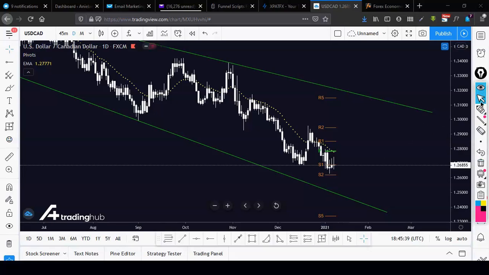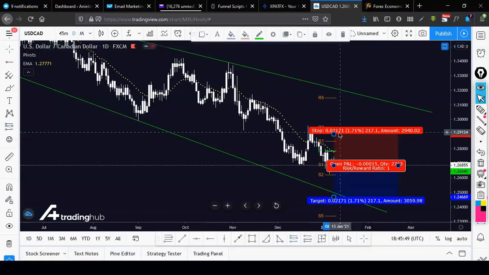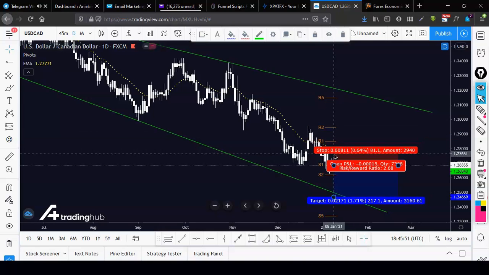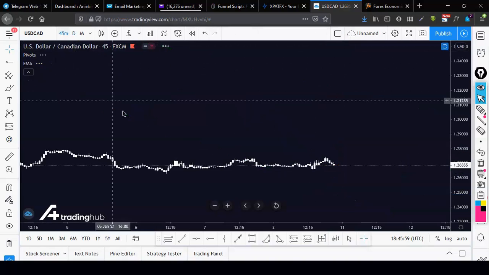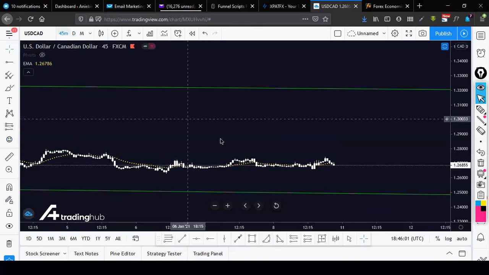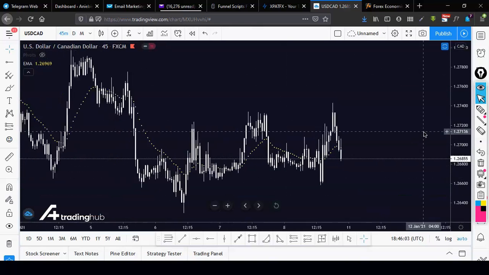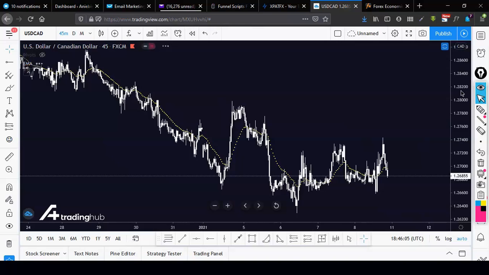So if you actually sell at the current market price, your risk to reward is going to be very poor. That's why I'm not looking to sell this place here. 1:2.6 is poor. That's why I'm not looking for selling opportunities. I want it to bounce off that trend line before I buy. Alright, so this is for the 45 minutes.